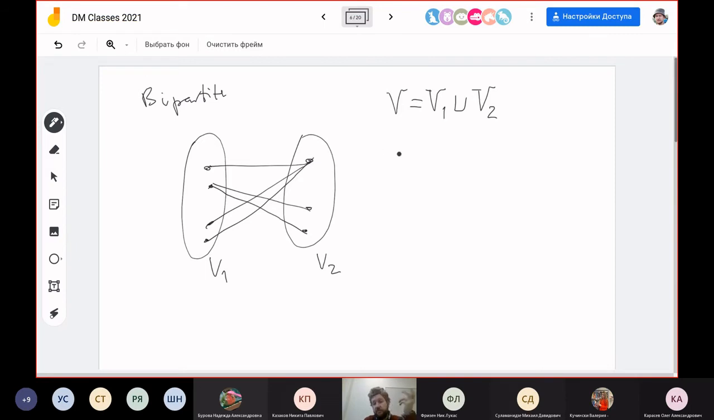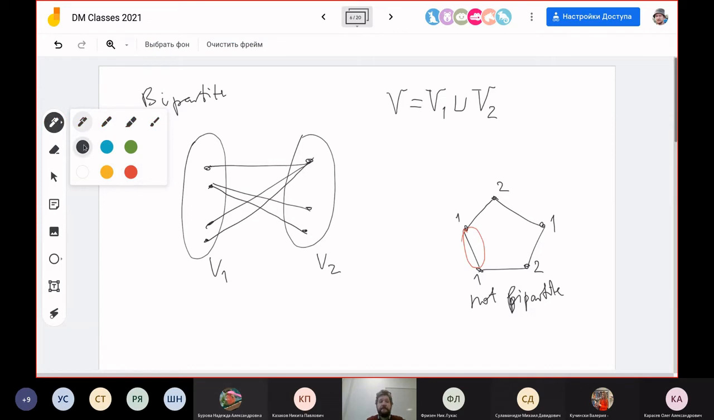Okay, so what are examples? So this graph is bipartite. For example, this graph, just a pentagon, is not bipartite, right? Because you could say that this could be 1, this could be 2, 1, 2, and this would be 1, and you will get this bad edge, which goes inside part 1.